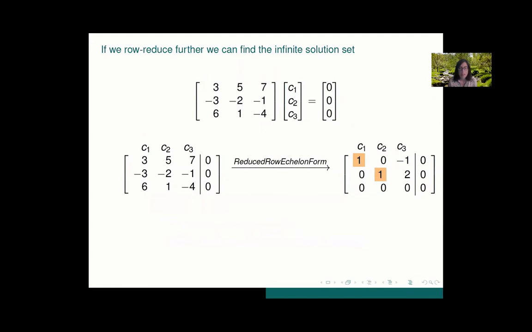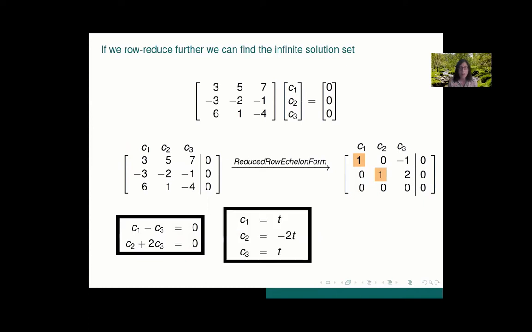Let's investigate this system further to find a parametric description of its solution set. To do this, we'll reduce further to reduced row echelon form. We can then translate the reduced row echelon form back to a system of equations. The first row tells us that C1 minus C3 is equal to 0, and the second row tells us that C2 plus 2C3 is equal to 0.